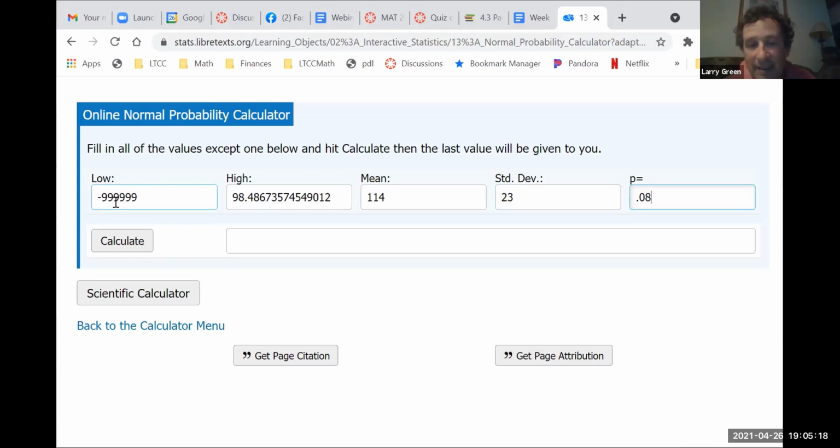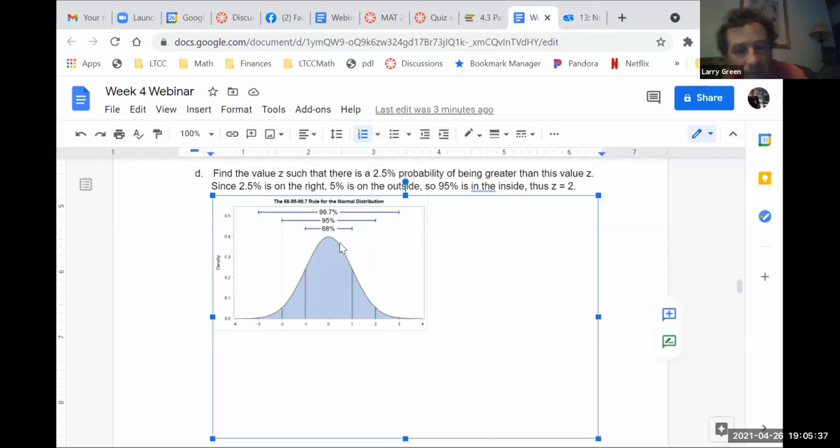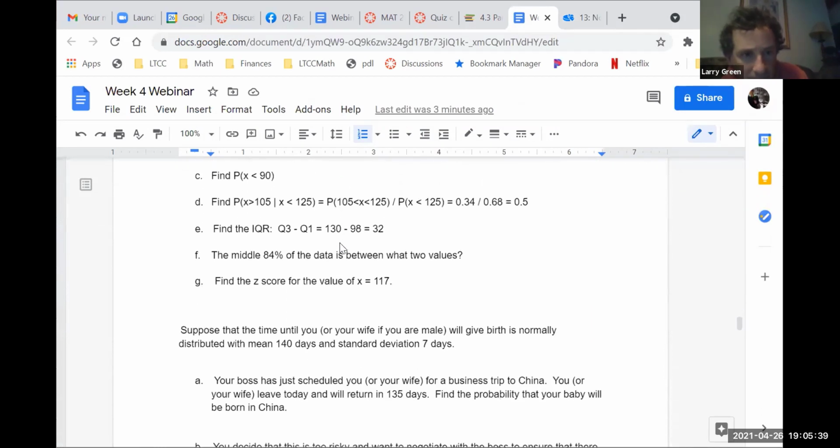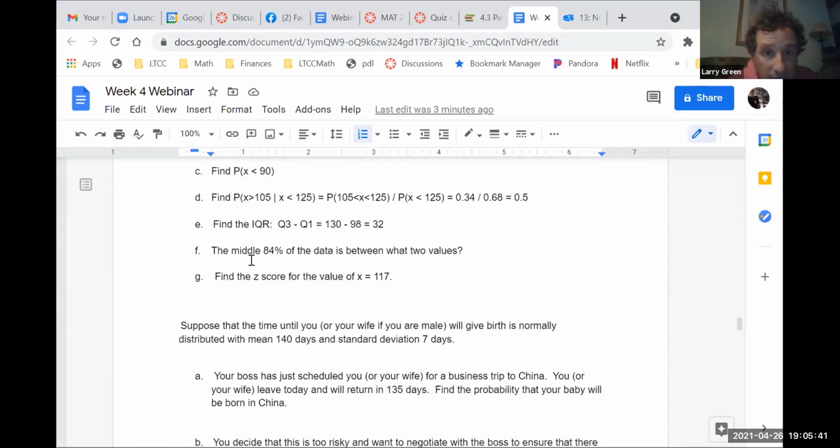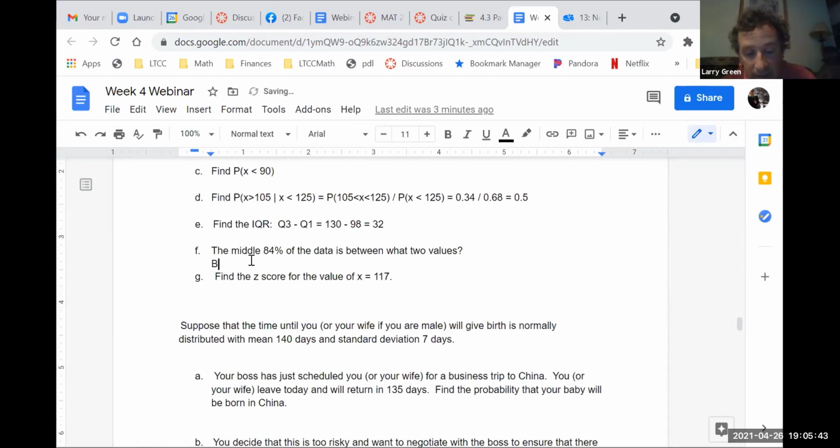And then again, this 8% is to the left of a number. So the high is what we don't know. And I calculate, and that's about 82. Okay, so 82 is the left barrier. So it's between 82 and now we need the right barrier.